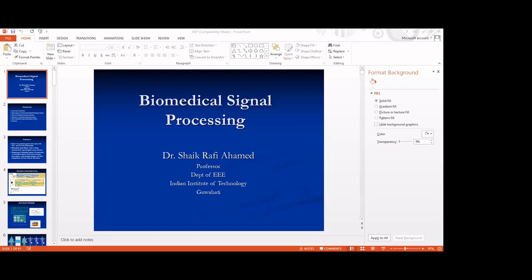This is my outline of presentation. I want to first define some basic terms. Then I'll show the block diagram of a biomedical signal processing system, the goals, and the problems in a biomedical signal processing system, and how to address those problems. Then I'll give some examples. Basically, I'll take two important signals such as ECG and EEG.